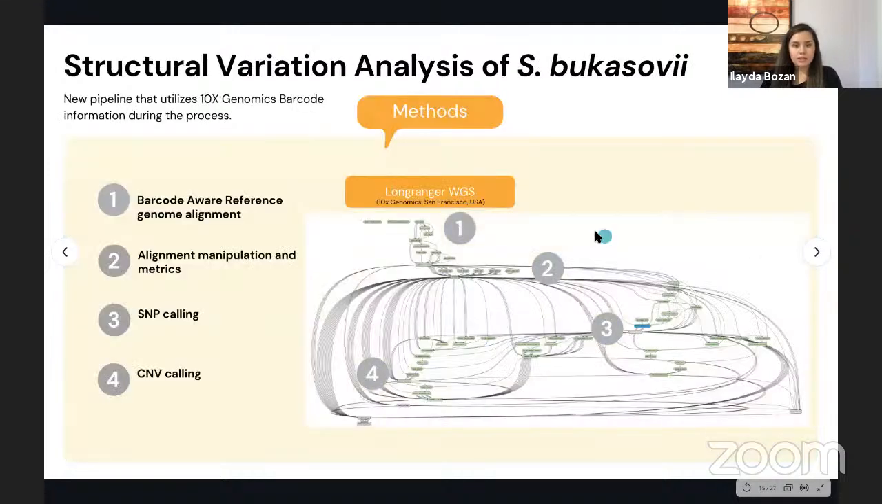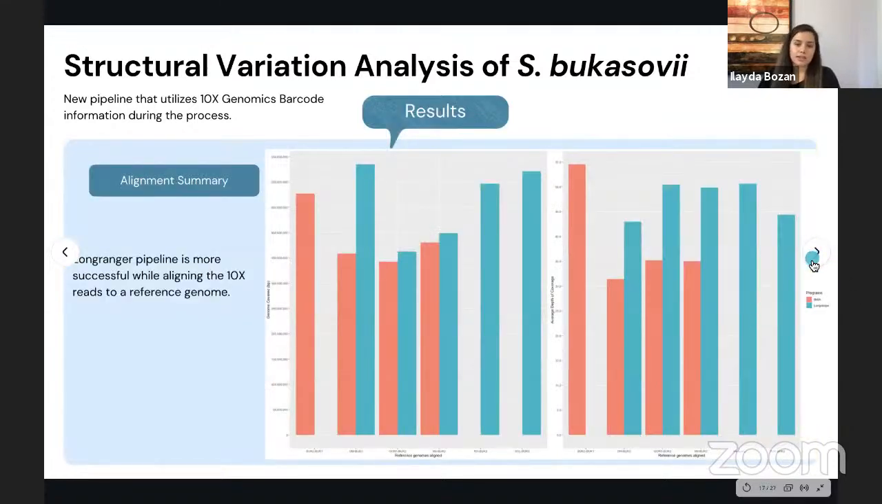And we found another tool that actually takes advantage of the 10x Genomics read barcodes in order to align the reads that we have to the reference genomes. So we redid the pipeline and used the barcode-aware reference genome aligner and did the same steps. And at the end, we were able to get some results.